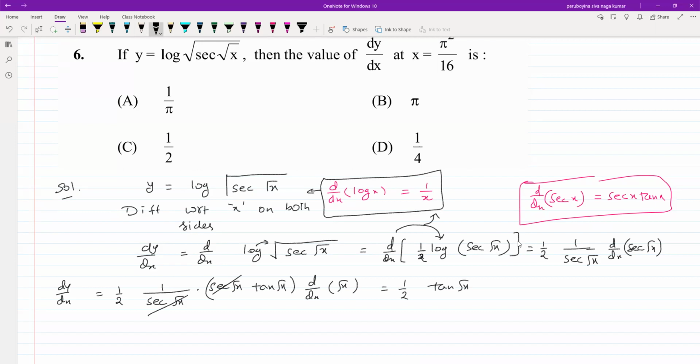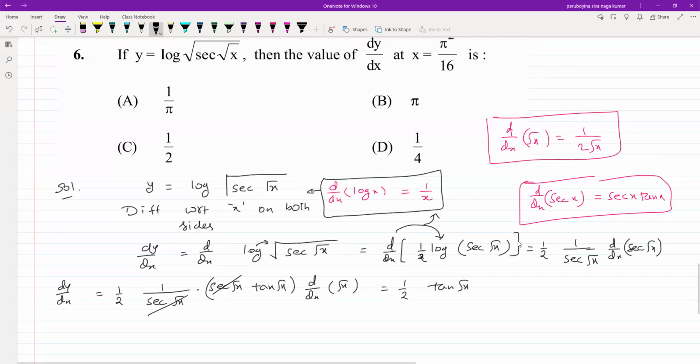tan root x into, again, we need the formula d by dx of root x. d by dx of root x is 1 by 2 root x. So 1 by 2 root x. Don't cancel this root x, okay? 2 2s are 4. So 1 by 4 tan root x by root x. This is the value of dy by dx, but he is asking at x is equal to pi square by 16.